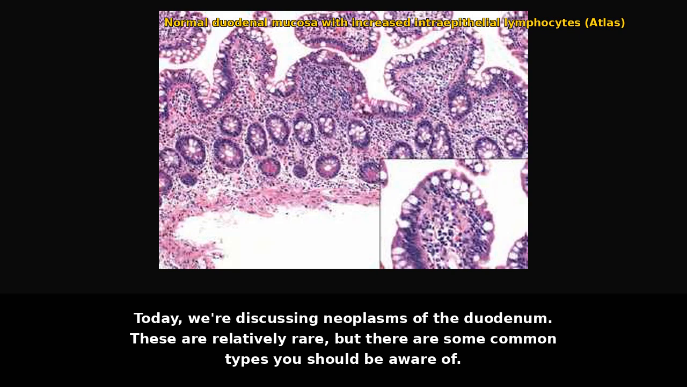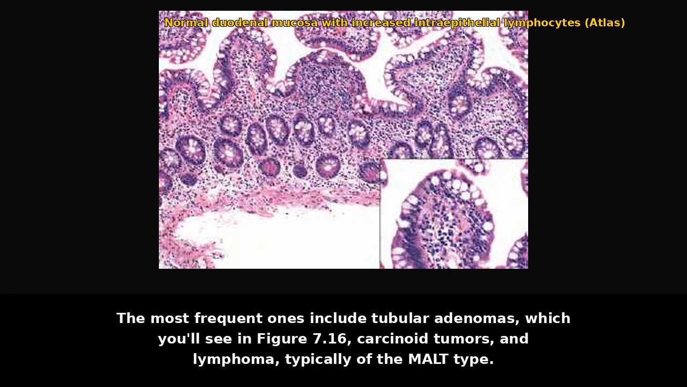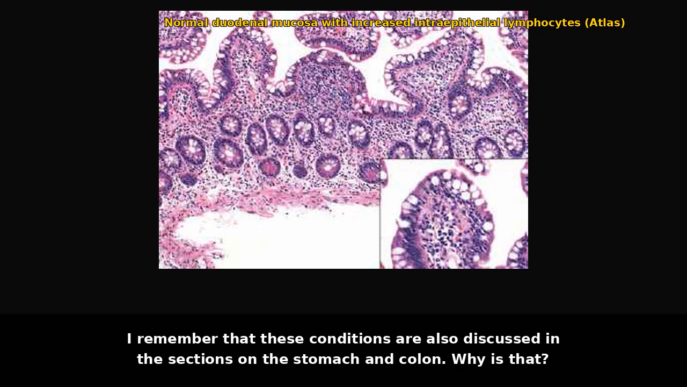And today, we're discussing neoplasms of the duodenum. These are relatively rare, but there are some common types you should be aware of. What are the most common neoplasms found in the duodenum? Well, the most frequent ones include tubular adenomas, which you'll see in figure 7.16, carcinoid tumors, and lymphoma, typically of the MALT type. I remember that these conditions are also discussed in the sections on the stomach and colon.